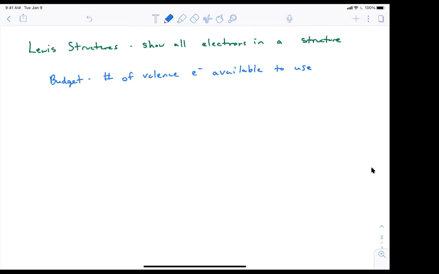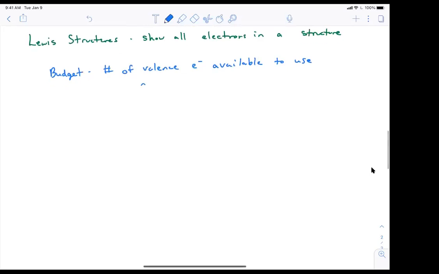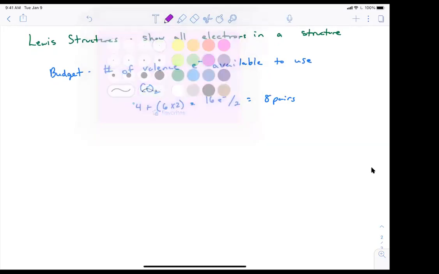So it's really important. So for example, when you look at something like CO2, you see that carbon has 4 and oxygen has 6, and there's 2 of them. So that means you have 16 electrons, or if you divide by 2, you have 8 pairs of electrons to work with. And that's going to dictate your final structure. Your structure can only have 8 pairs because there's no other electrons for it to use. So budget's really important.